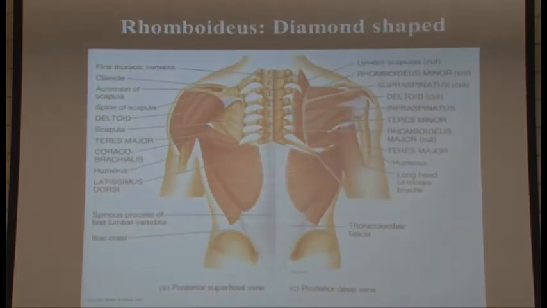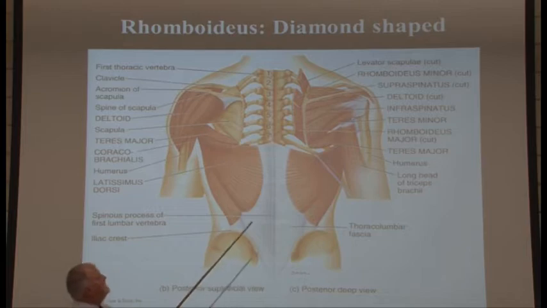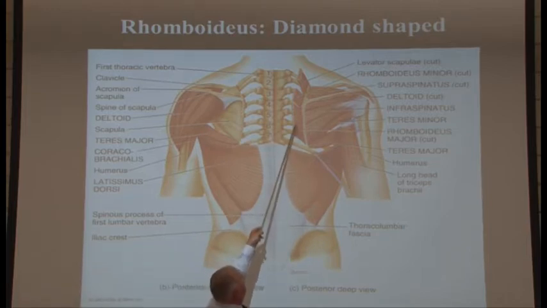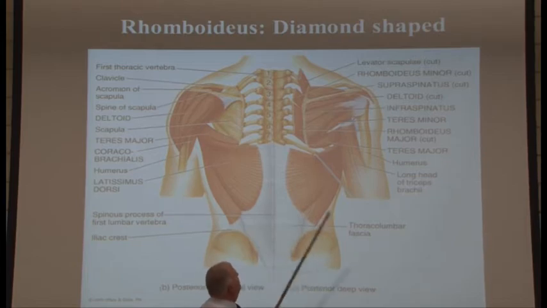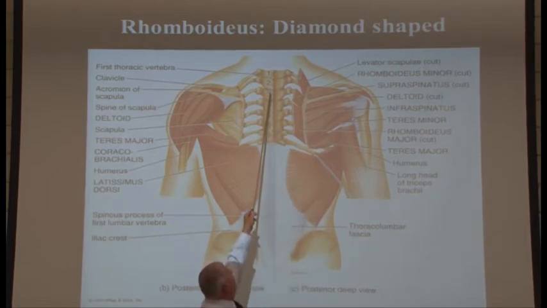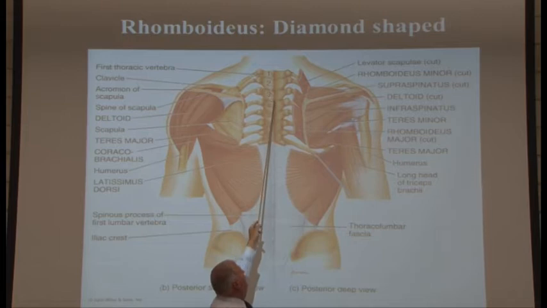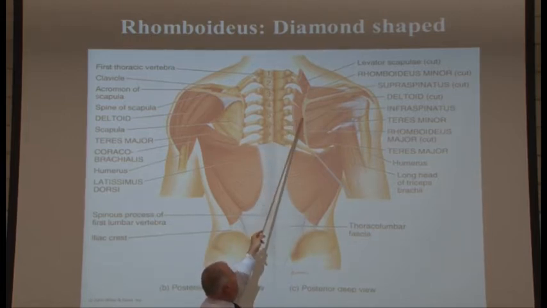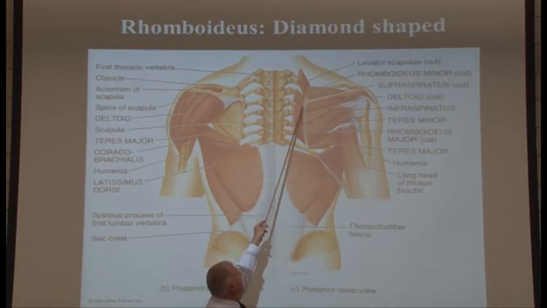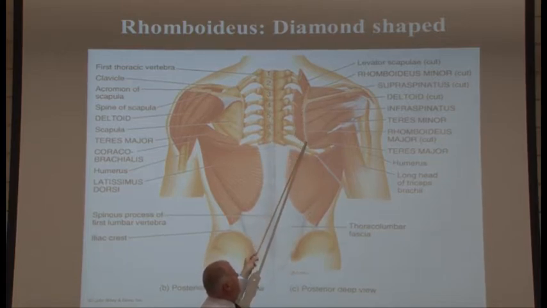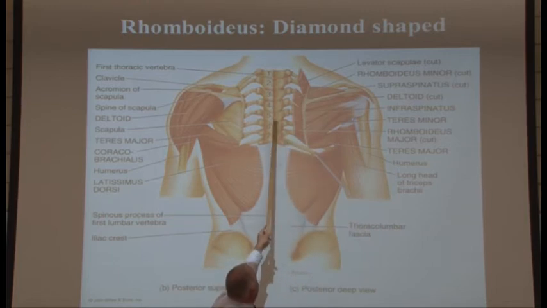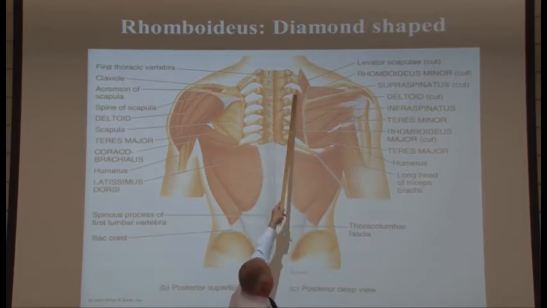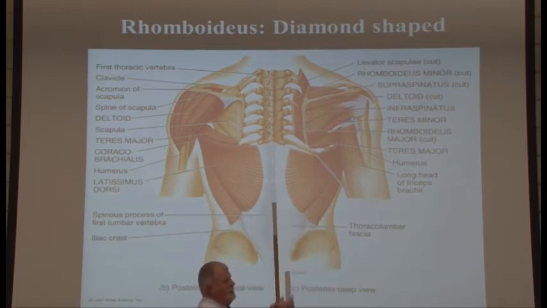So the rhomboids are muscles that are cut in this picture. They originate off of lower cervical and upper thoracic spinous processes. And then they insert on the vertebral border of the scapula, and they run at an angle so that they go up like this, go up like that, and so the two of them together look like a diamond on a card deck.